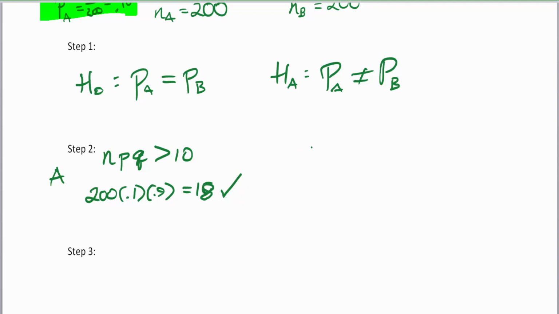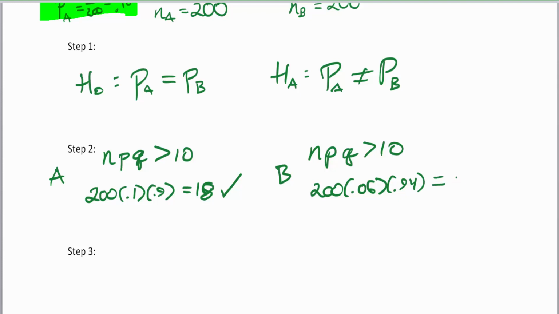Now let's try the other group. This is group B's n, p hat, and q hat, and we want to make sure that's greater than 10 as well. Well, we have 200, we have 0.06, and we have 0.94. When we multiply these three things together, that gives us 11.28, and 11.28 is greater than 10. I mean, not by much, but it is greater than 10, and therefore we can assume normality. All right, which means we can continue on with this test.